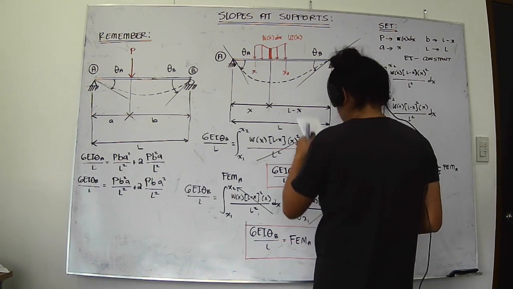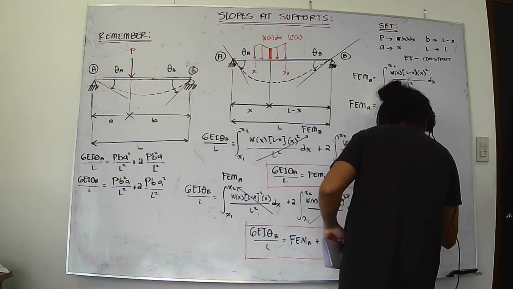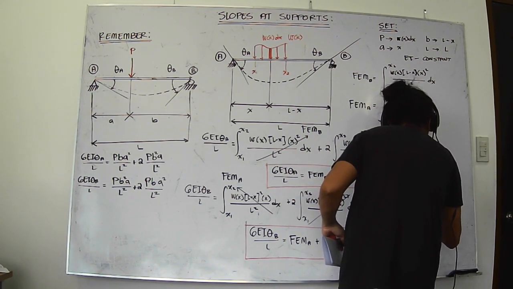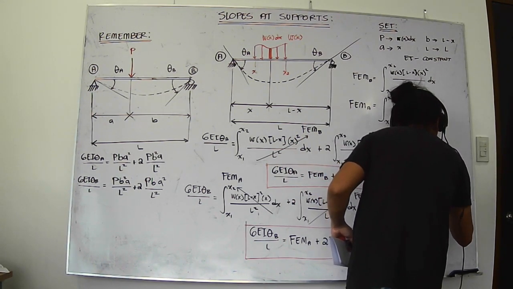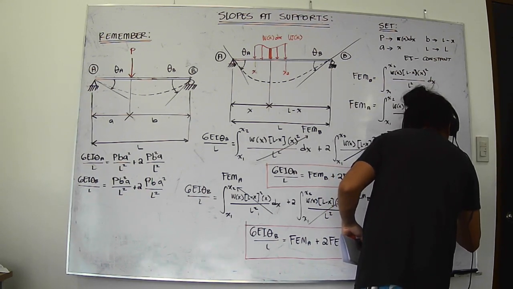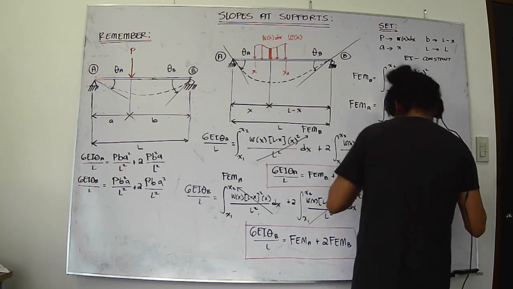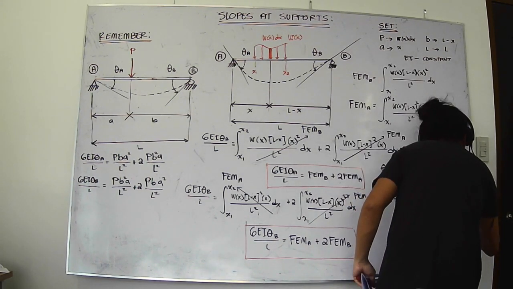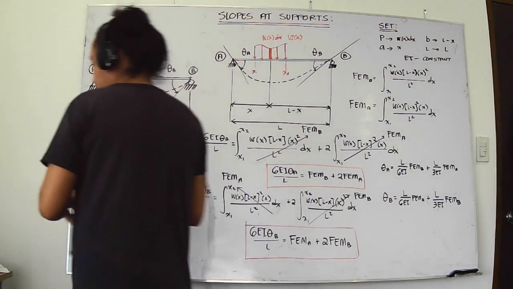For theta B, it is L over 6 EI FEM A plus L over 3 EI FEM B. Okay?